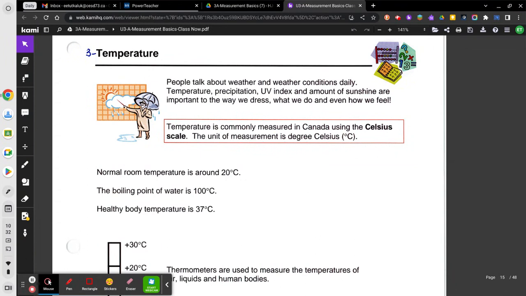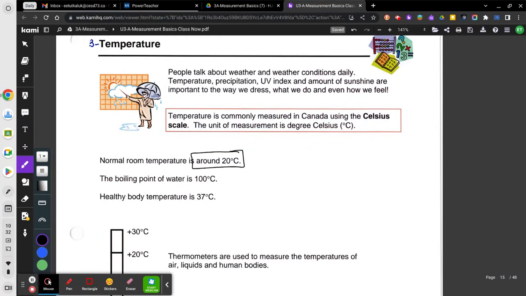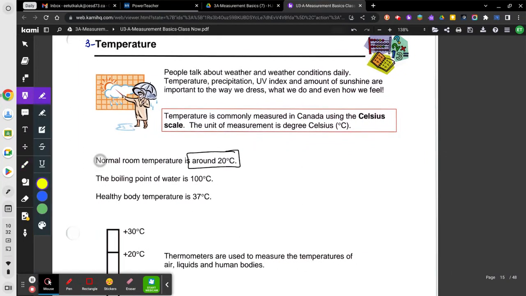So the biggest one we want to talk about right now is the Celsius scale. So normal room temperature is around 20 degrees Celsius. These are ones that we need to remember. So we're going to put stars or highlight these ones. So room temperature, the boiling point of water, and body temperature. Those are the ones we need to understand and remember, okay? So we're going to eventually memorize these ones. Those are ones you're going to need to remember.